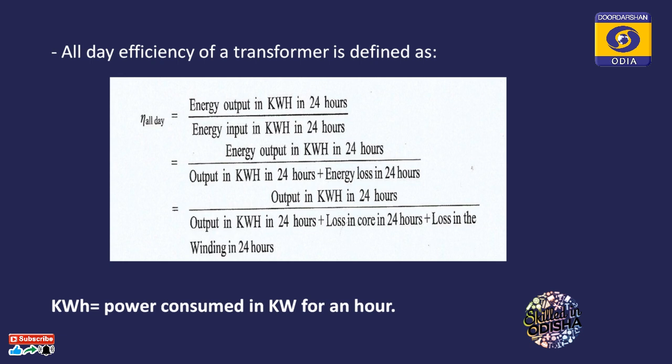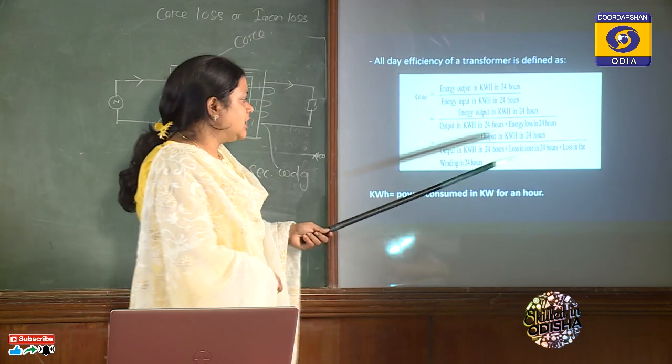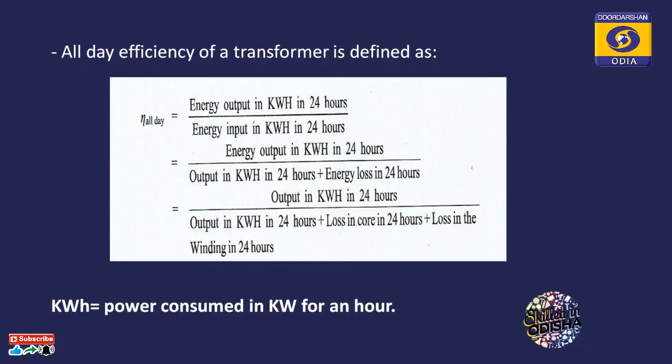So what are the energy losses? Energy losses are the losses that occur in the transformer, that is, the losses that occur in the core and the losses that occur in the winding.